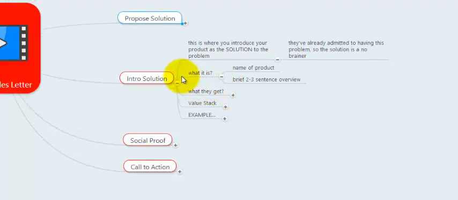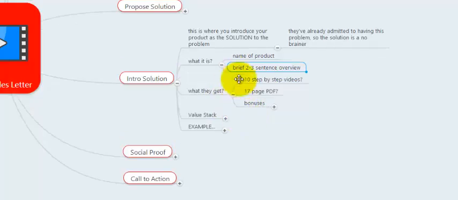So this is where you actually introduce your product. You say the name of your product. This is the Green Lawn Maker Program 5000. It's a 17-part video series that walks you step by step on how to cultivate the greenest lawn on the block in under 30 days guaranteed. So you want to quickly introduce the product, say the name, briefly introduce it with a 2 to 3 sentence overview, nothing extravagant yet, but then you go into talking about what they get.